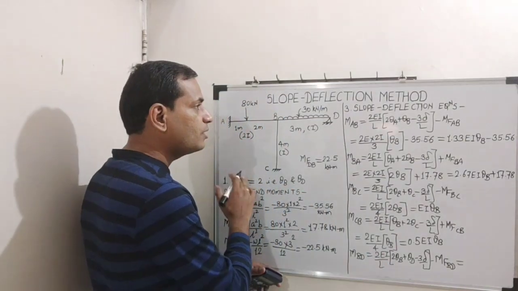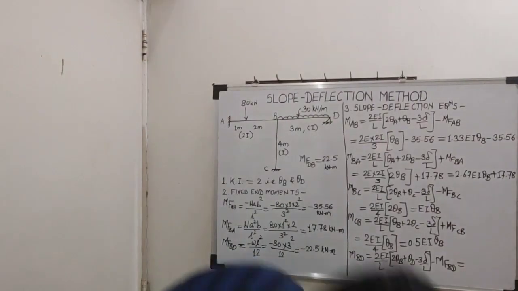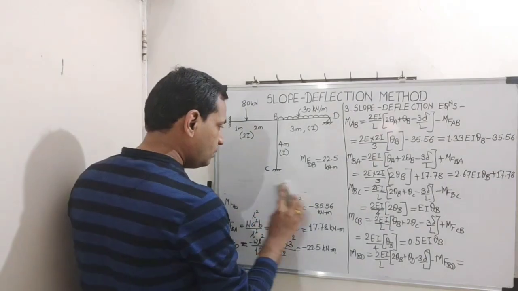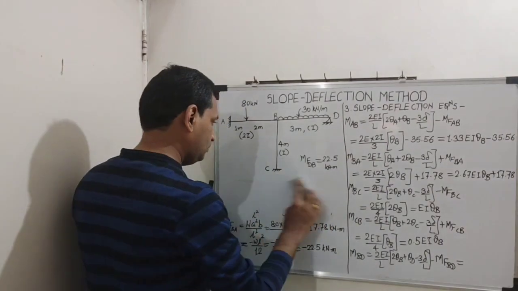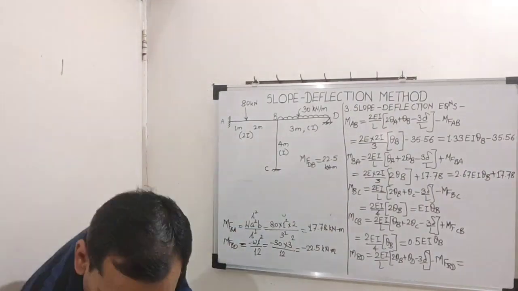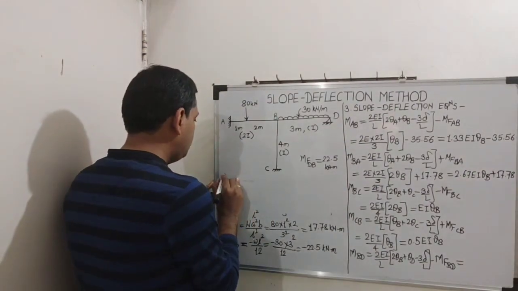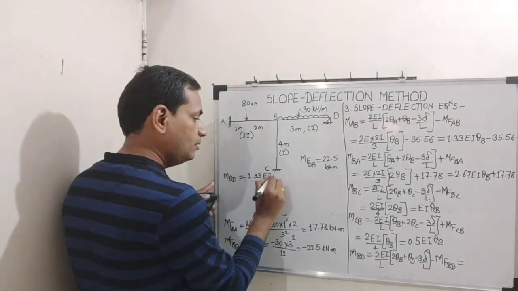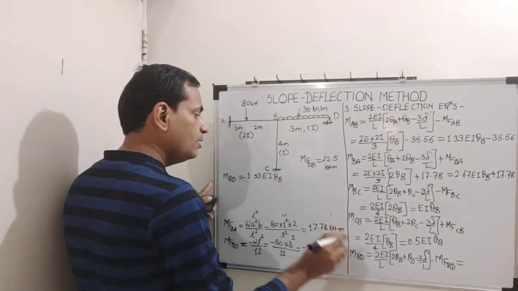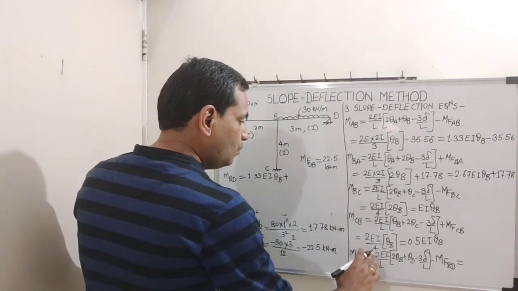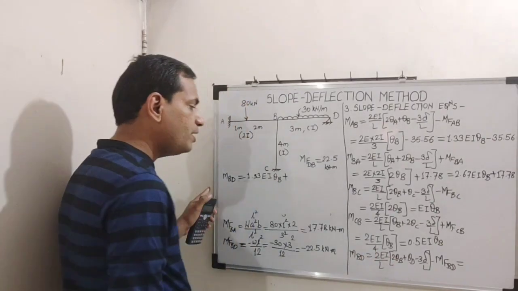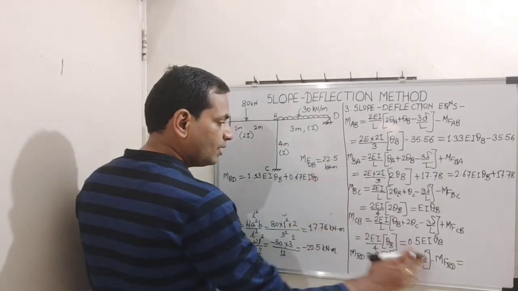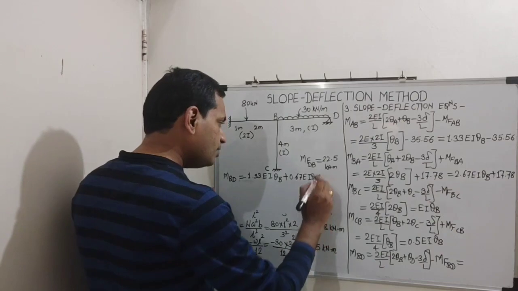I think I should write here. Okay, let us write it here. I will rub this. So MBD is 1.33 EI theta B, correct, plus 2 by 3 into theta D is 0.67. So 0.67 EI theta D, and MFBD is minus 22.5.